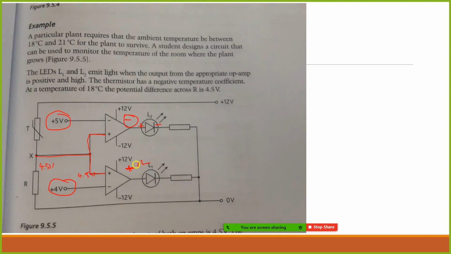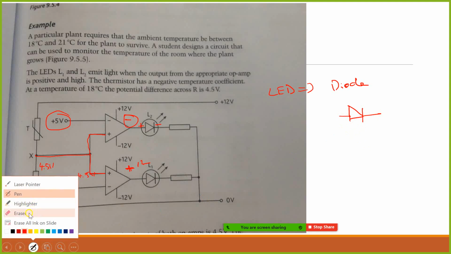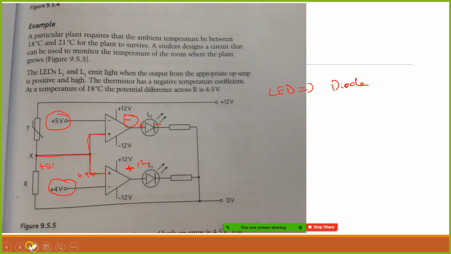Now, remember, I was talking about the LEDs a while ago, right? The LEDs are basically diodes. And the typical symbol for a diode looks like this, right? Let me see if I can draw it over so you can get a better view of it. So here's my typical diode. This side of my diode is the negative side. This side of my diode is the positive side.